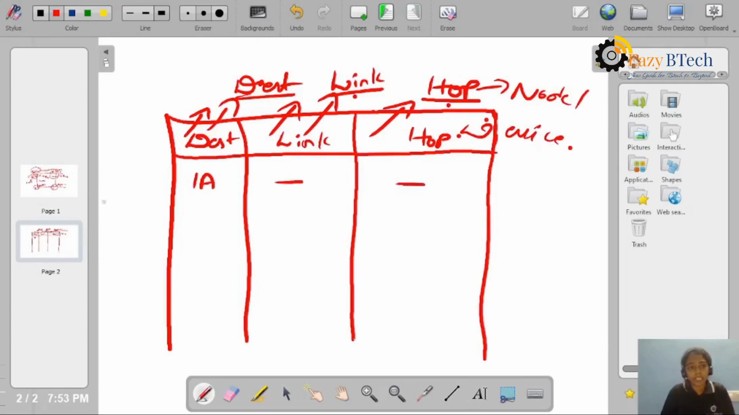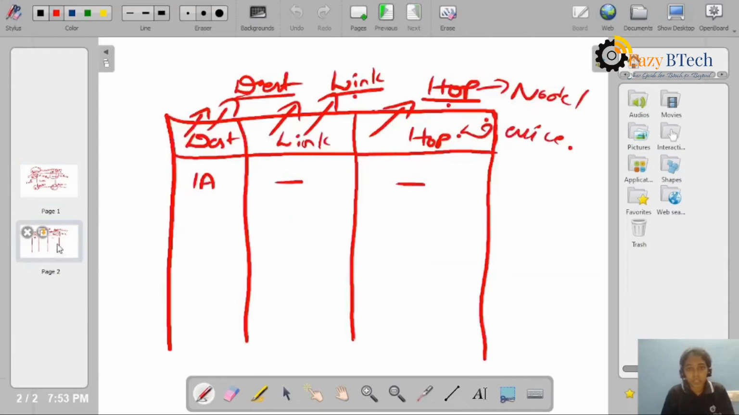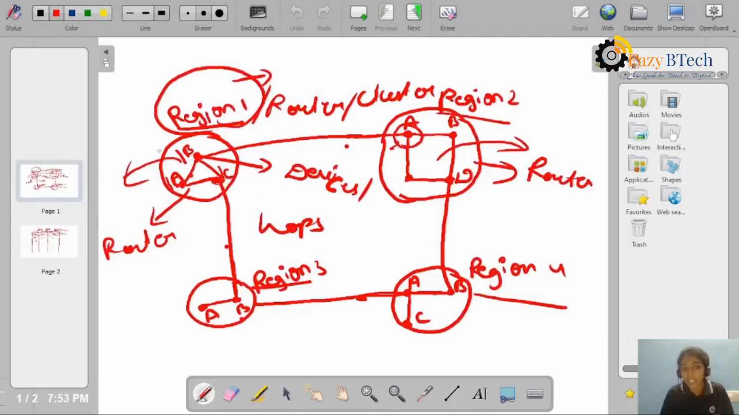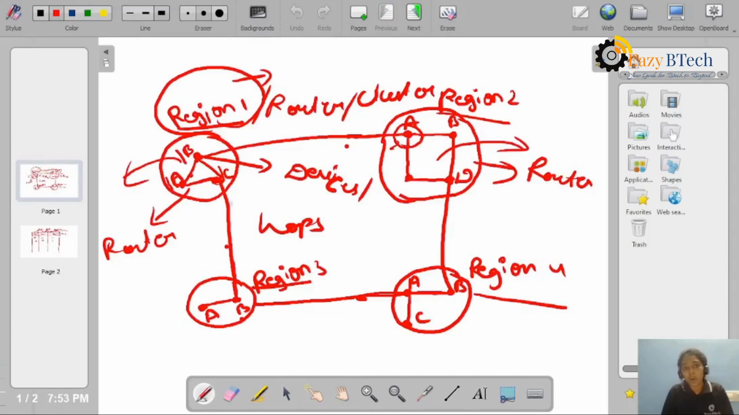Next, 1B. There is a connection to another region, the second region. There is only one connection. So, observe this diagram very clearly, the link is coming from 1B, so I will write 1B. How many devices are connected? Only one device.